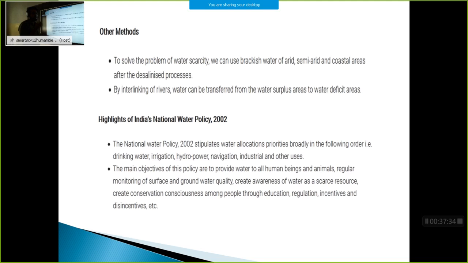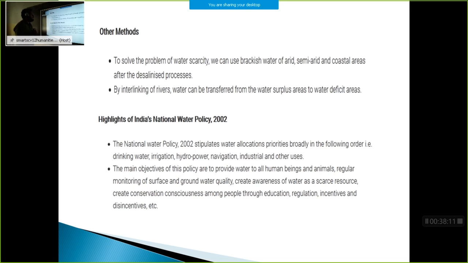Then other methods are also there for conservation of water. To solve the problem of water scarcity, we can use brackish water of arid, semi-arid and coastal areas after the desalinization process. But it is really a very difficult process. The machinery which is used for doing this is very costly, and it also has the chance for lots and lots of technical and mechanical errors, and it is not practical as such. But this is practiced in some areas like Lakshadweep and Andaman and Nicobar, where they are getting brackish water. So there are machineries which just convert salt water into fresh water.